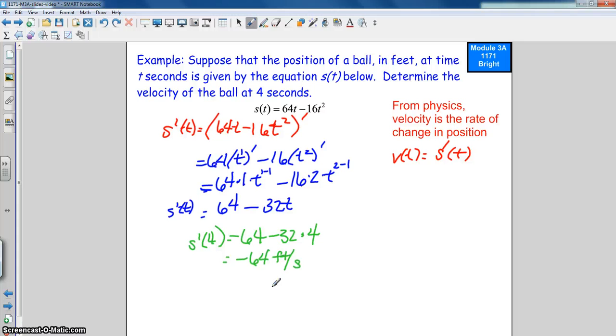We'll slowly have more tools given to us that we will use to determine derivatives of more complex functions. So that will be coming in modules 3B and 3C. All right, so that's a little brief introduction to derivatives.